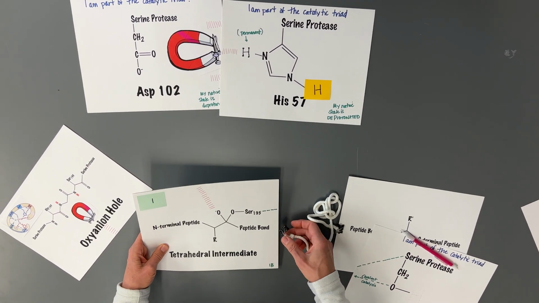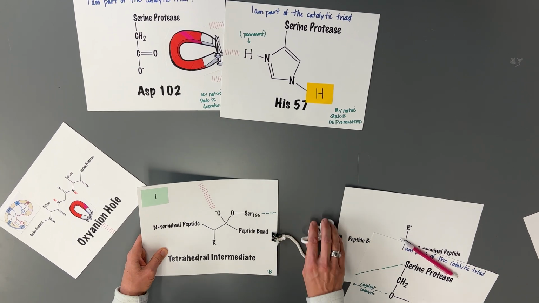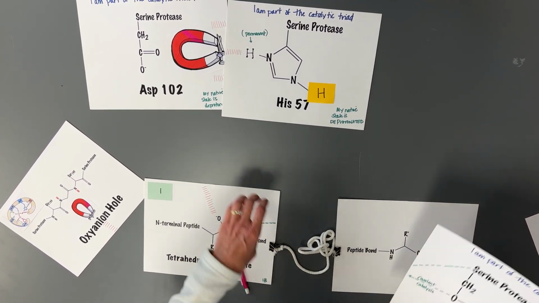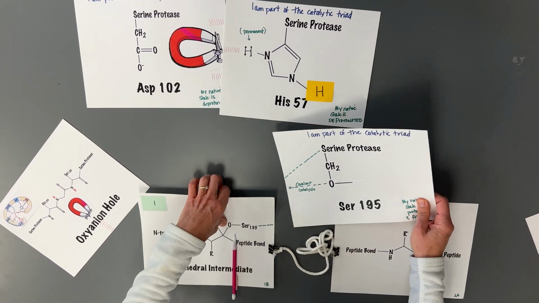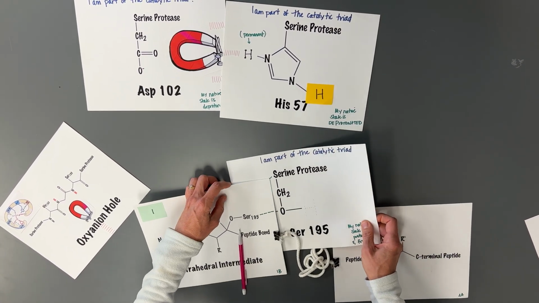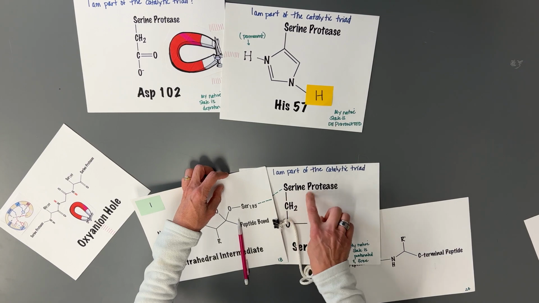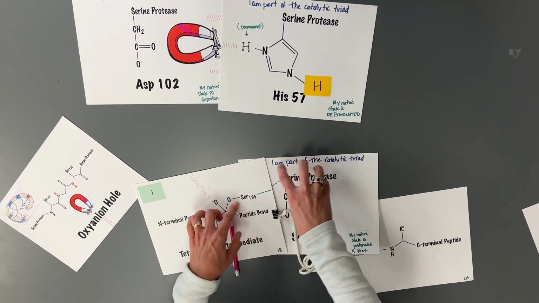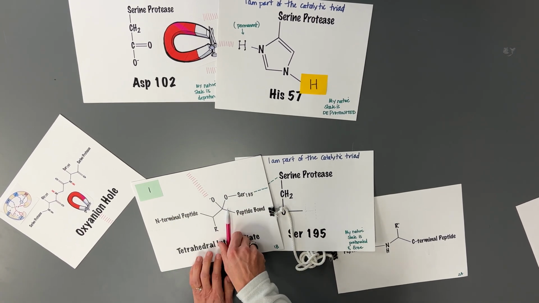We have not broken this peptide bond yet, so that peptide bond is still intact. Here's the tetrahedral intermediate, okay? This serine is connected here, so we're going to try to show this as best we can. This serine is this serine here. So we've covalently connected this serine to the rest of our peptide.